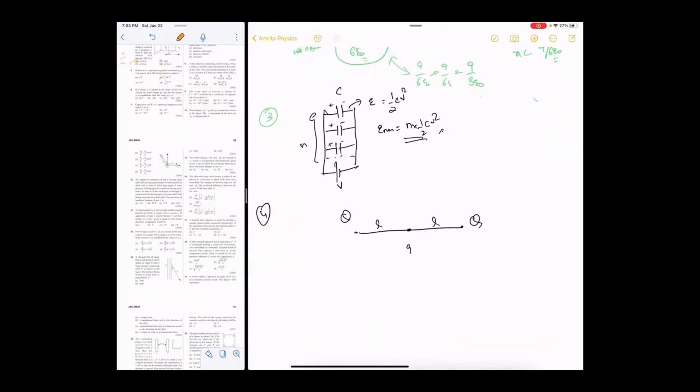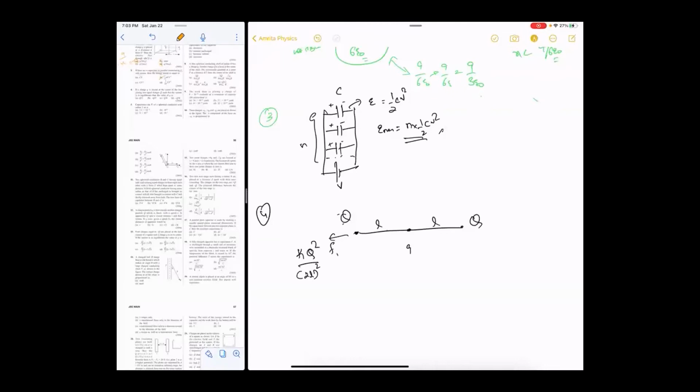Now another guess, there should be an opposite sign because Q and Q will repel. So what is the repulsion force? K, Q into Q, Q square by R square. R square is how much? L plus L, 2L. So 2L square. This is the force of repulsion due to Q on this Q.